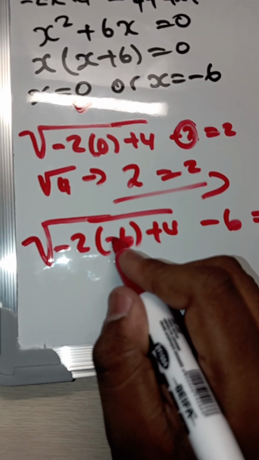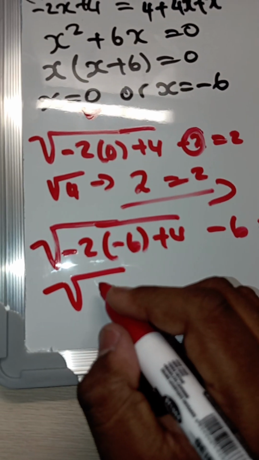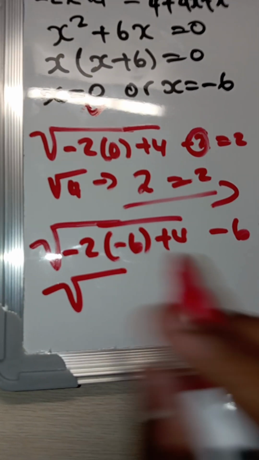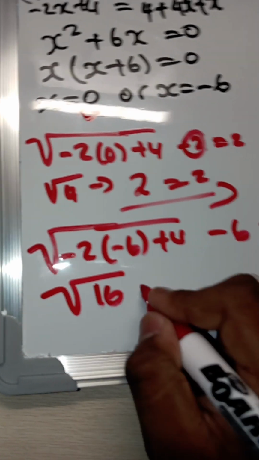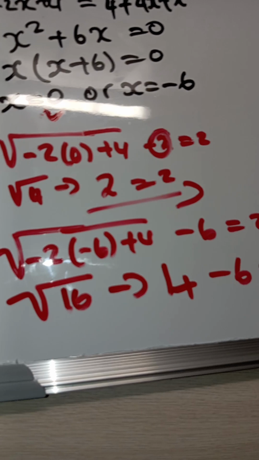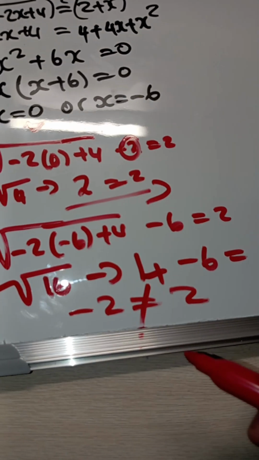So now what is 2 times negative and a negative? Positive. 2 times 6 is 12. 12 plus 4 is 16. Square root of 16 is 4. 4 minus 6 equals negative 2. So basically here I just have negative 2 equals 2, meaning that they are not equal.